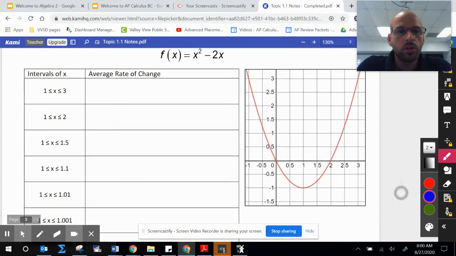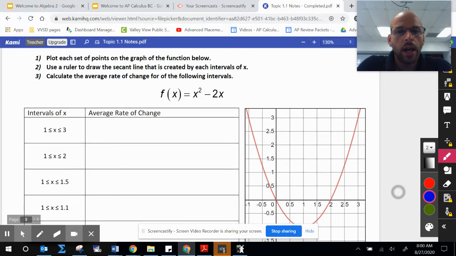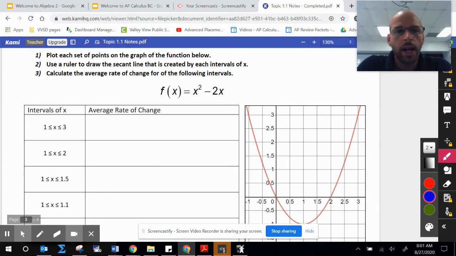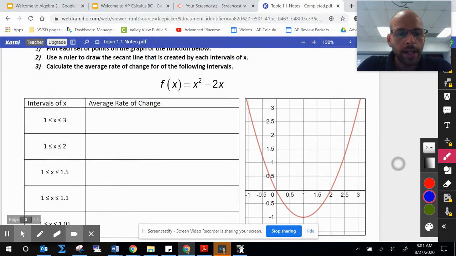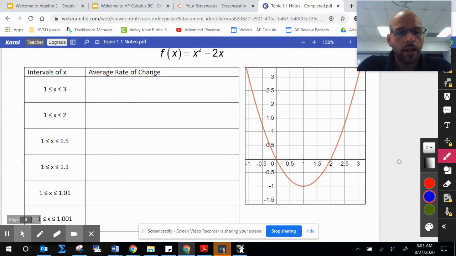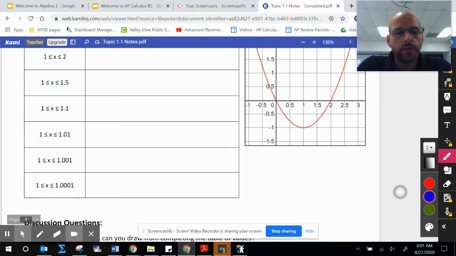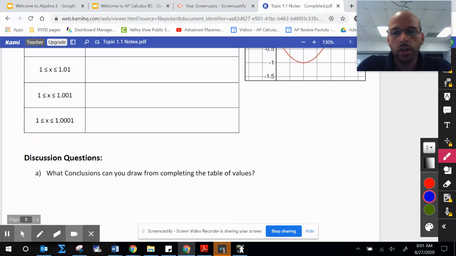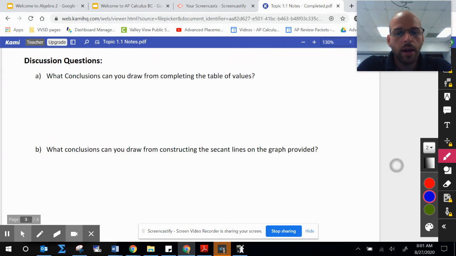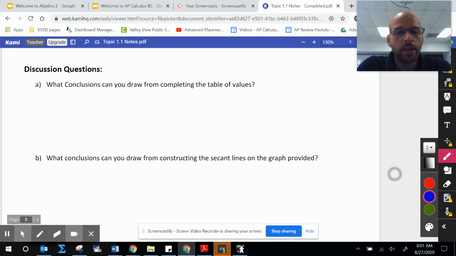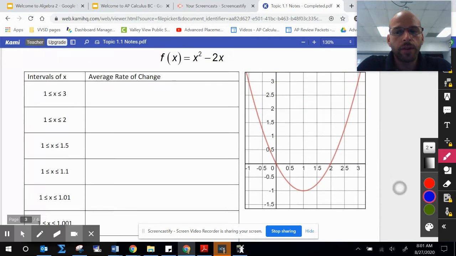So what I want you to do is pause and complete this discovery activity. Again, we're going to plot each of these, and then we're going to find the average rate of change. And then what conclusions can you draw? And then what can we talk about for a secant line for the graph provided?